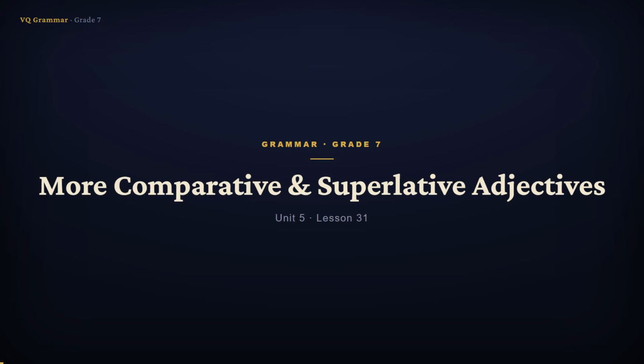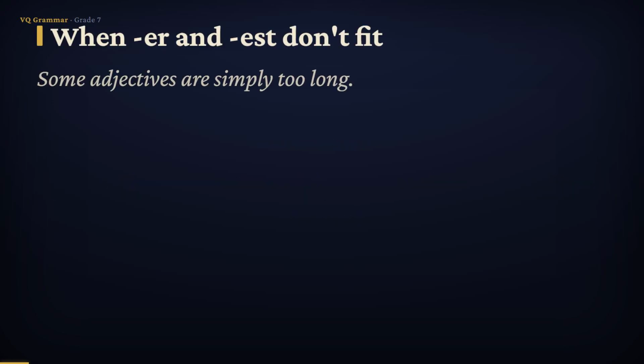This is Unit 5, Lesson 31, and we're continuing our work with adjectives and adverbs. Last time you learned to add ER and EST to compare. Today we handle the longer adjectives that need a different approach, the ones that reach for more and most. Plus, how to compare in the negative direction, and one very common mistake to steer clear of. Let's get started. We're picking up right where the last lesson left off.